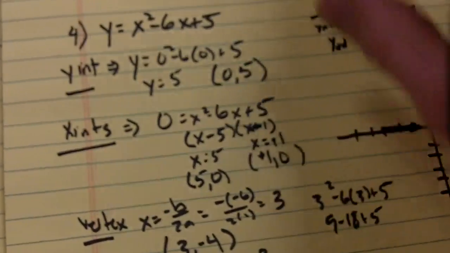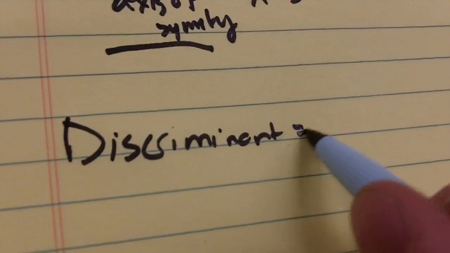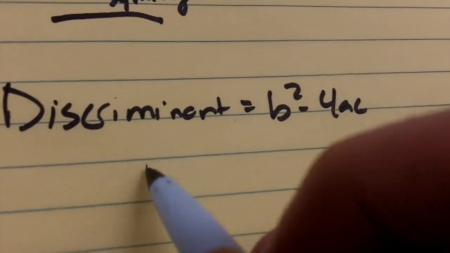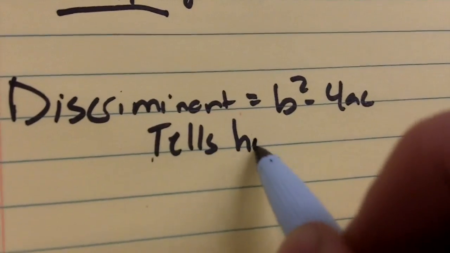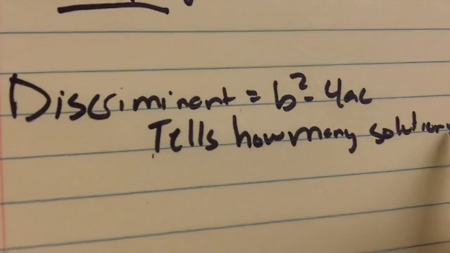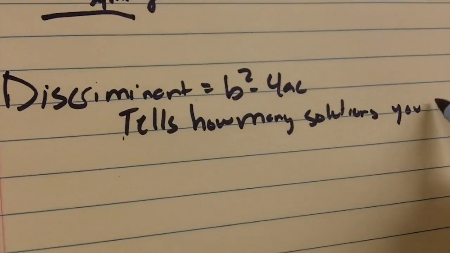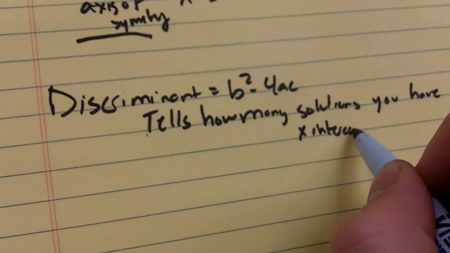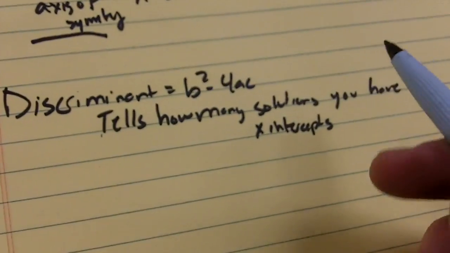The other thing we talked about today is the discriminant and what the discriminant tells us. From the quadratic form, the discriminant, which is just b squared minus 4ac, tells us how many solutions we have, which in this case are the same thing as x-intercepts. So it tells us how many x-intercepts we have.